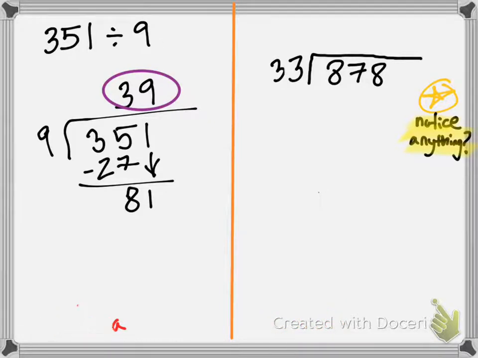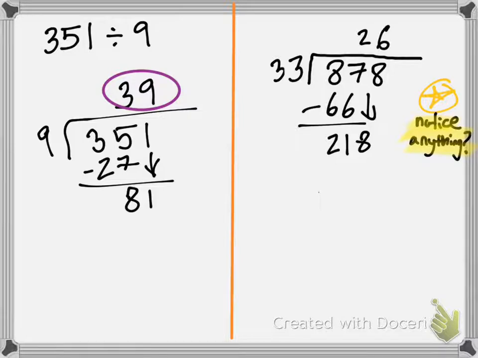Now, this next one, I know I gave Sophie the first part, but I want to do this one because it's hard. So, 33 does not go into 8, but it does go into 87 2 times, and that's 66. I subtract and I get 21. I have to bring down my 8. 33 goes into 218 a grand total of 6 times. We would get 198. So when I subtract that, I get 20.